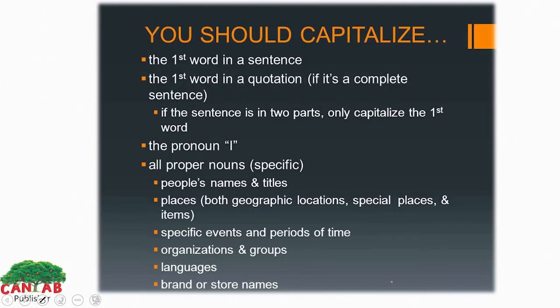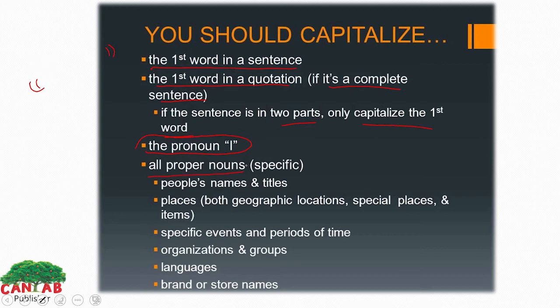Why should you capitalize? Look here. The first word in a sentence, we always capitalize. The first word in a quotation, if it's a complete sentence. A quotation is when someone says something. This is the quotation mark here. If the sentence is in two parts, we always capitalize only the first word of the first part. The pronoun I, we always capitalize it.